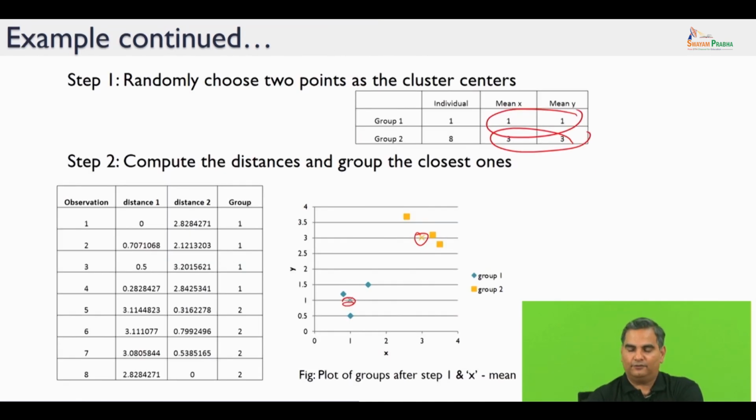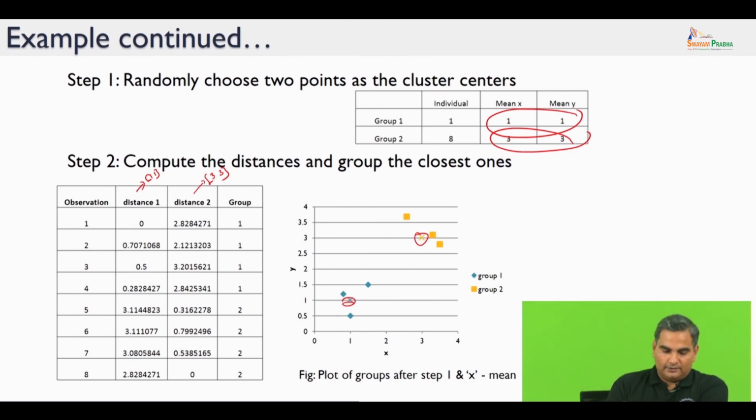Now that we have 2 cluster centers, this is what the algorithm does. It finds, for every data point in our database, the distance of that data point from each one of these cluster centers. So in this table we have distance 1, which is the distance from the point 1 1, and distance 2, which is the distance from the point 3 3.